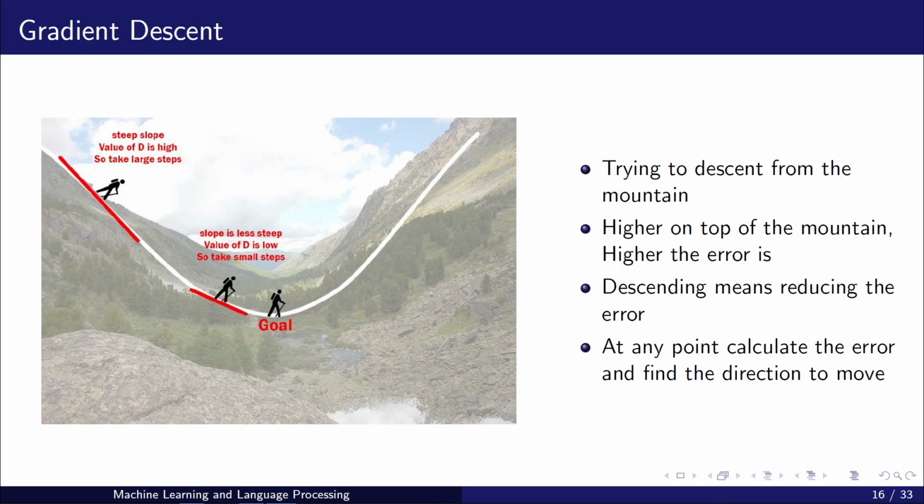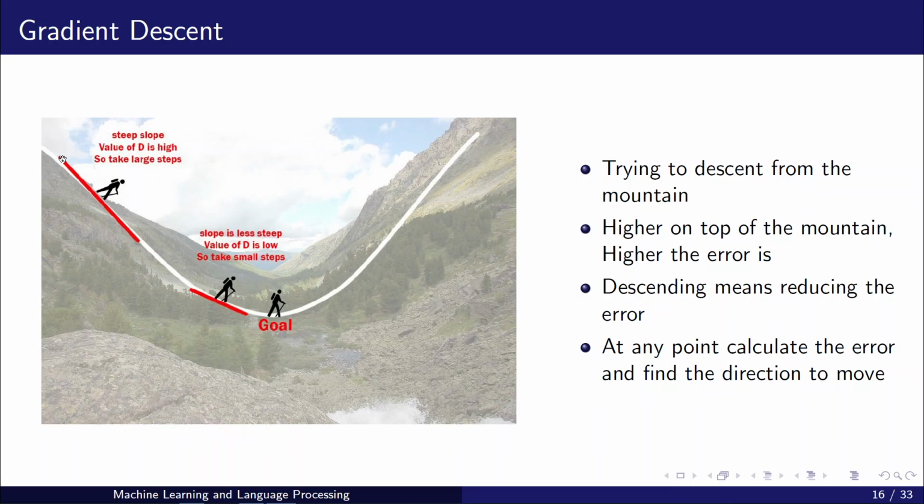This is an illustration of the gradient descent method. You are on top of a hill and you would like to descend from this hill. So this is your goal. At the top of the mountain, the error is higher. That is the idea behind gradient descent. So you are trying to descend from the mountain. When you are on top of the mountain, the error is high. For example, you have moved this side, so you are at this position, which means the error is high.